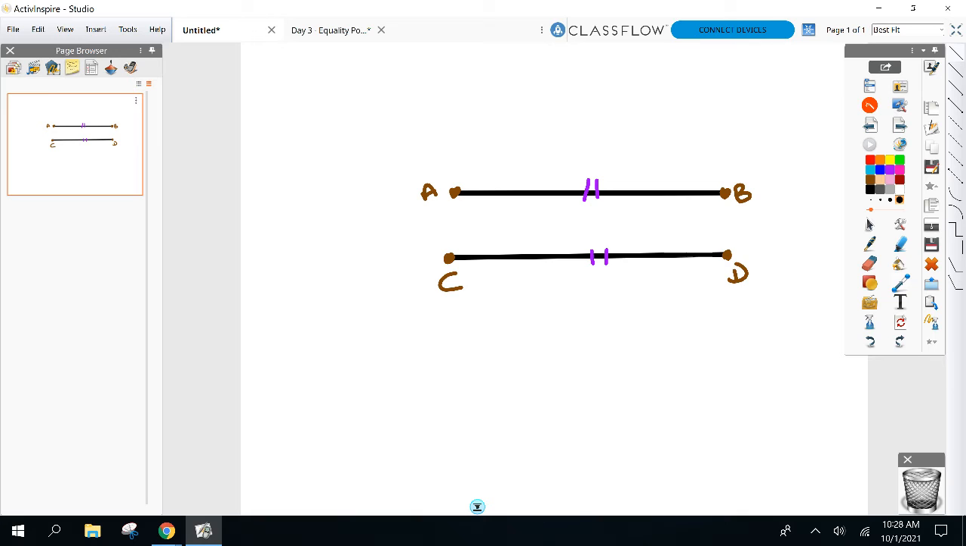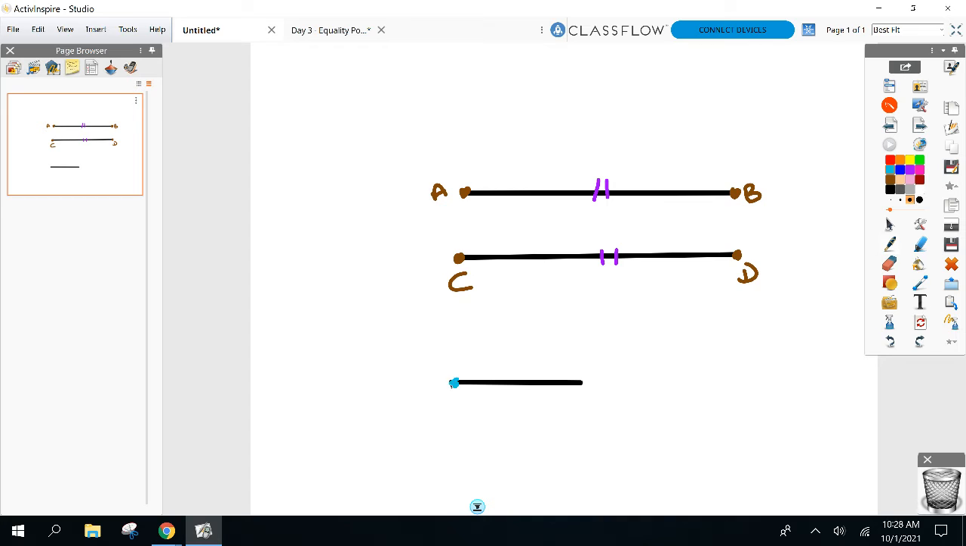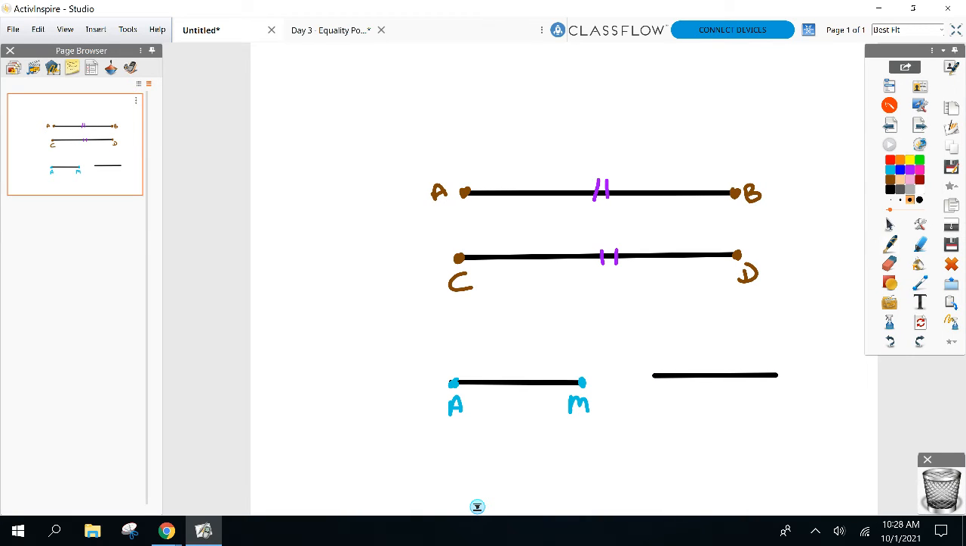I'm going to take half of AB right now. Sliced it in half. And I'm going to call it M. Anybody have a preference for a letter here? M, sure. I'm going to take CD. Cut it in half. And I'll call that H. Anybody got a preference? H, sure.